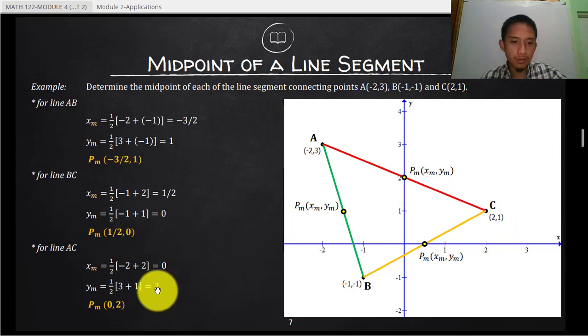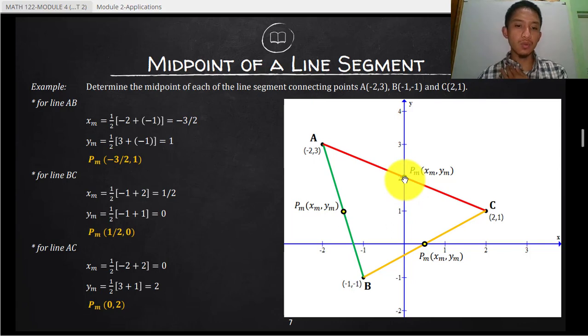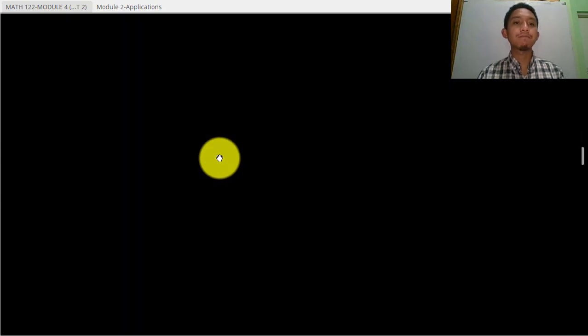Okay, 0, 2. Which is, again, you can verify that: 0 in your x because that coincides with your y-axis, and then 2 because that passes your y-axis at 2. Okay, so that is your midpoint of line segments, average of the coordinates.